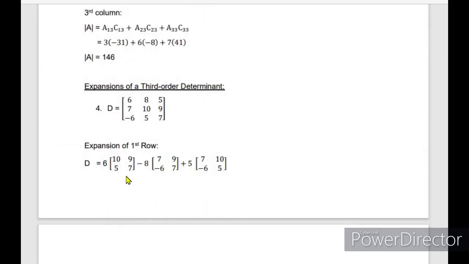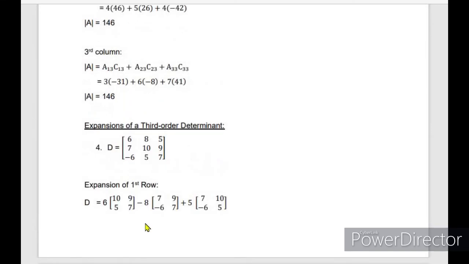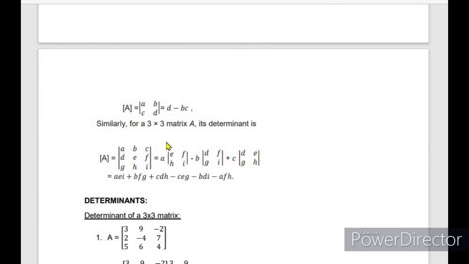This example is a 3 by 3, but in the instruction, you're going to make a 2 by 2 only, because in this example, it is an expansion of a third order determinant because it is 3 by 3. So you will just use this formula for a 2 by 2.